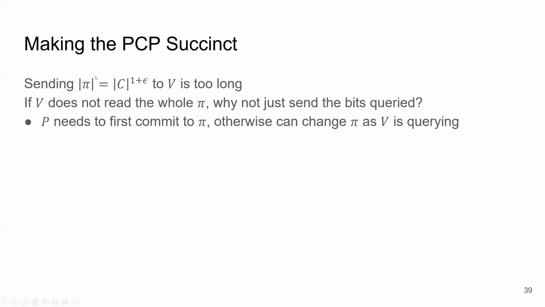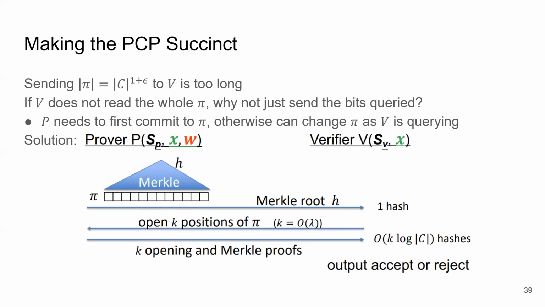That means that in the current setup, we would have to send the entire proof over, but that means we're not succinct. So how can we make the PCP succinct, given that we can't just send the bits over? The solution is, instead of sending the entire proof over, let's first take every single bit in the proof and build a Merkle tree from it. We gain a Merkle root at the top, H. Let's send the Merkle root from the prover to the verifier instead of sending the entire proof, pi.